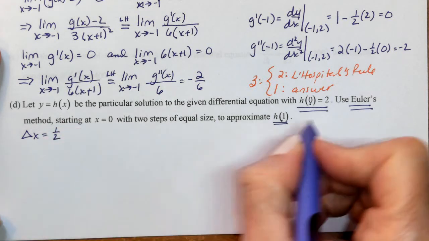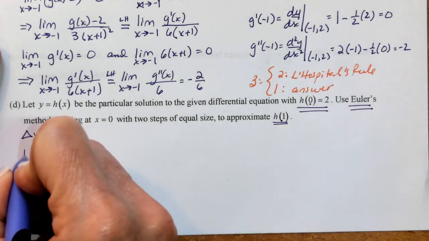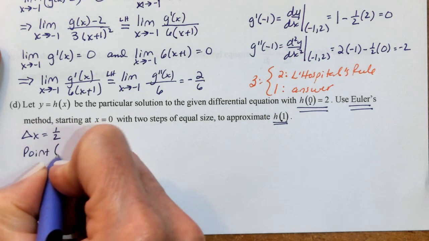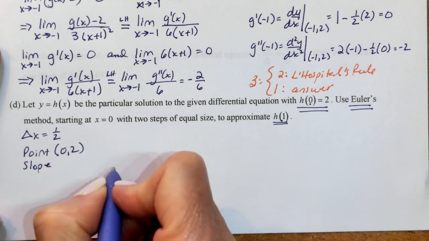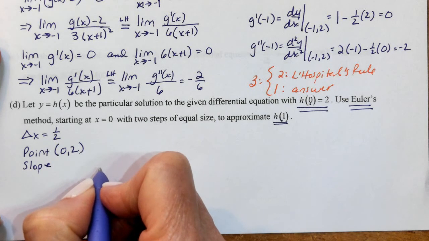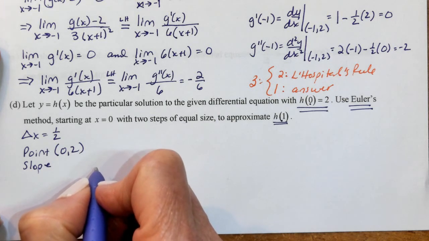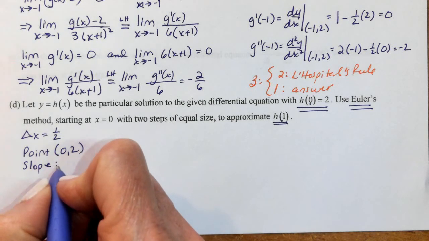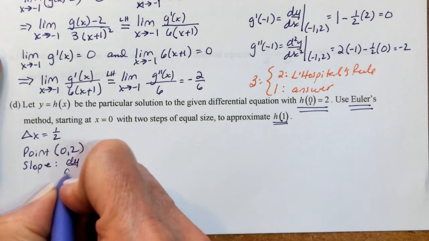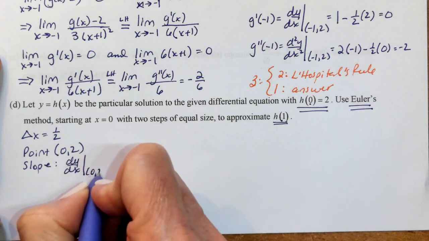I have my initial point. My initial point is (0, 2). And I want my slope. This is all just point slope. Euler's method is all just point slope, tangent lines. So my slope at that point will be dy/dx at that point.